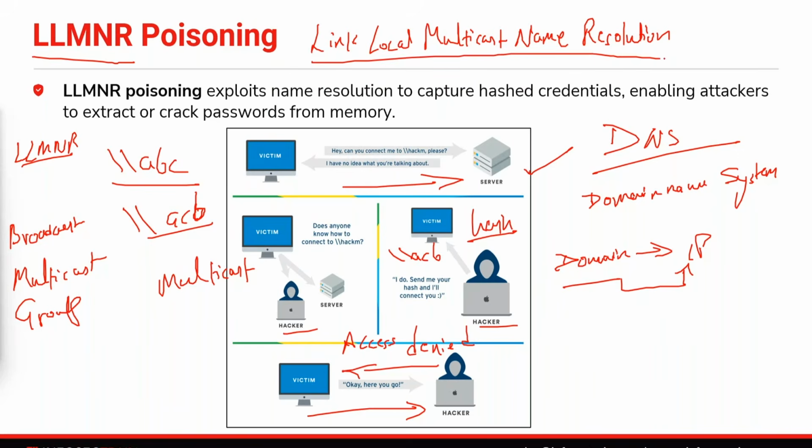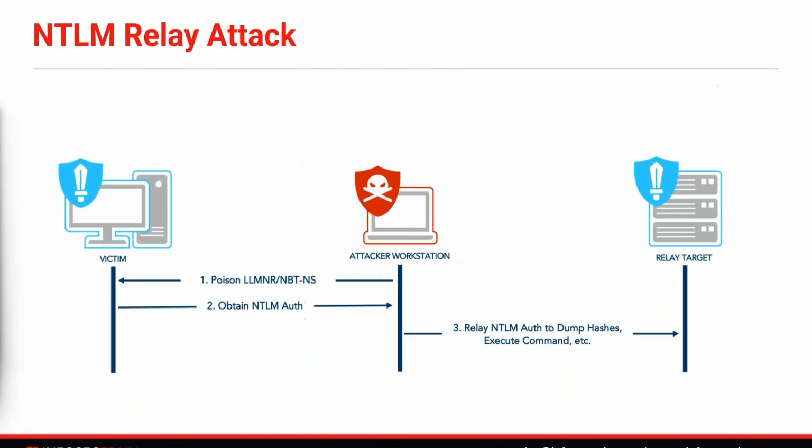LLMNR is a protocol which is like DNS, but it is non-routable. That means it cannot work over the internet like DNS; it can work only locally inside the environment. That is poisoning. Next, we have the NTLM relay attack.